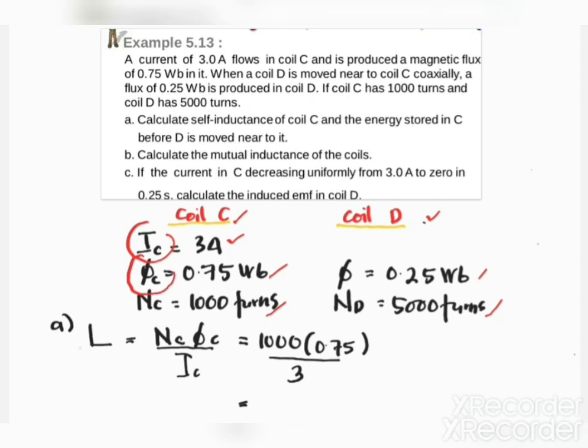So by using the flux linkage formula, we can calculate the self-inductance of coil C, where L equals the flux linkage of coil C divided by the current in the same coil. We have the number of turns as 1000, the flux as 0.75, and the current flowing through the same coil as 3. Therefore, the self-inductance for coil C is 250 Henry.